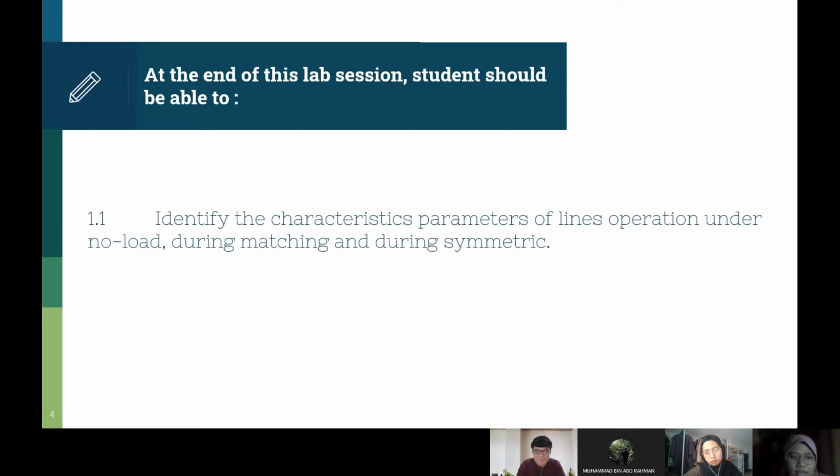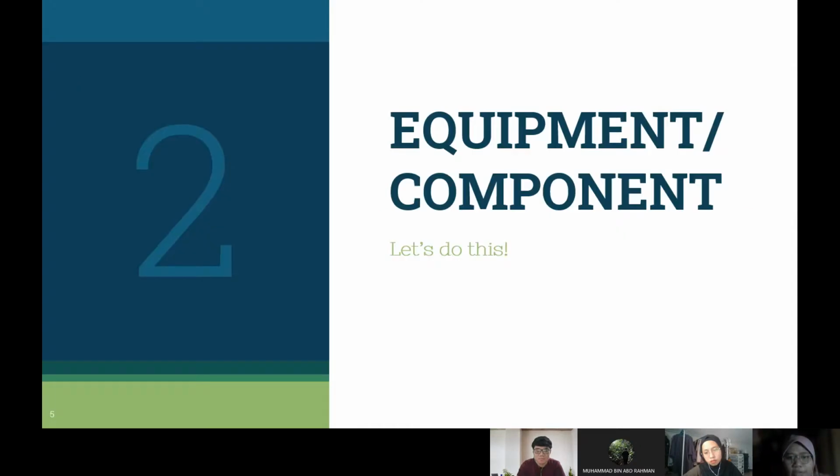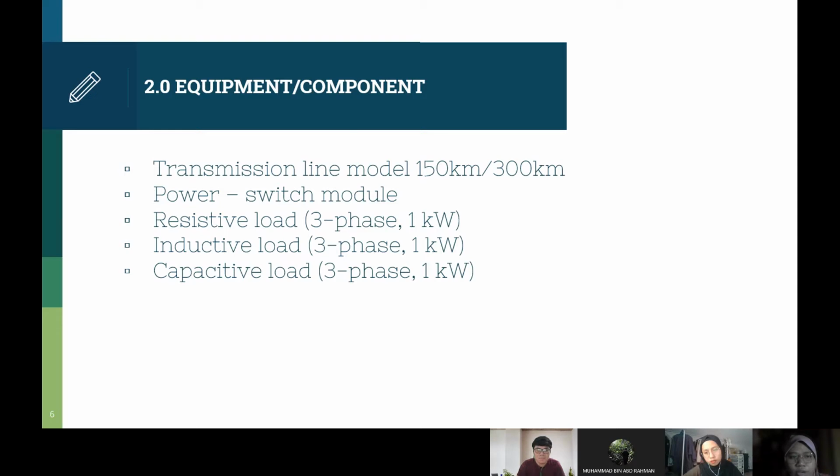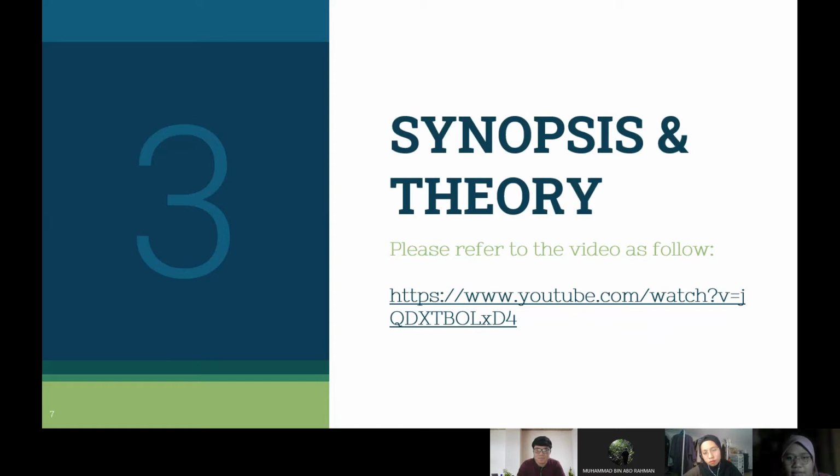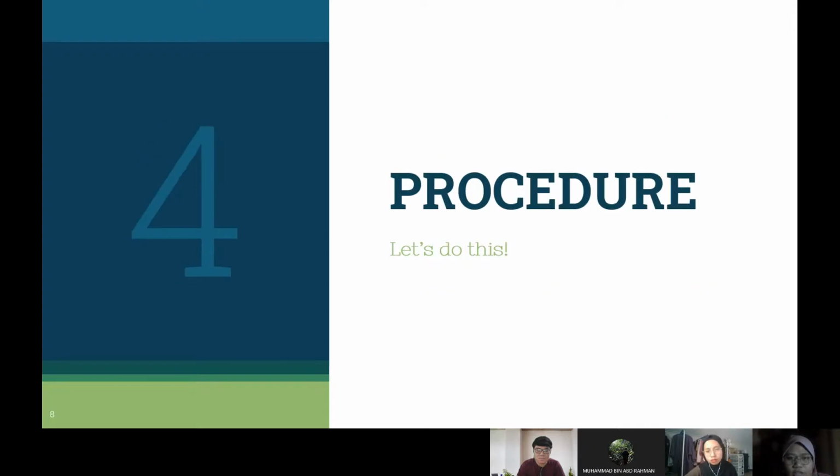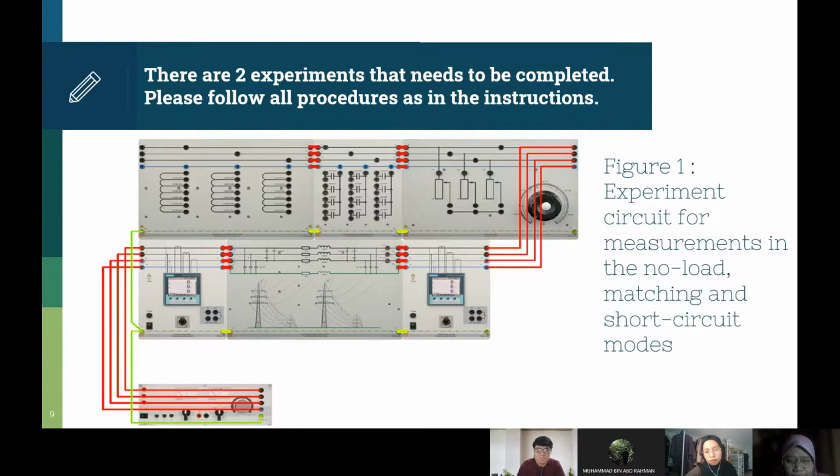end of this lab session, we should be able to identify the characteristic parameters of line operation under no load, during matching and during symmetric. For equipment and components, we have only 5 components over here. Then for synopsis and theory, we refer to the videos that our instructor sent on YouTube. And for the procedure, there are 2 experiments that we need to complete.